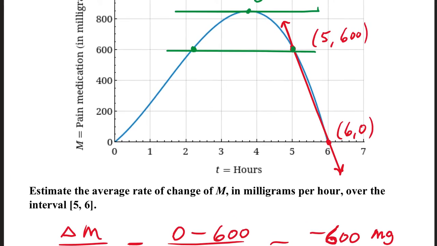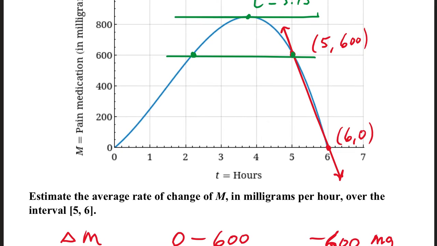We're asked to estimate the average rate of change of the milligrams per hour over the interval from 5 to 6. Well, the medicine is leaving the body between 5 and 6 hours. We're going to find out how much on average it's leaving. Well, at 5, there appears to be 600 milligrams of medication in the body. So we have the intersection, 5 hours and 600 milligrams. That gives us 1 point to work with.